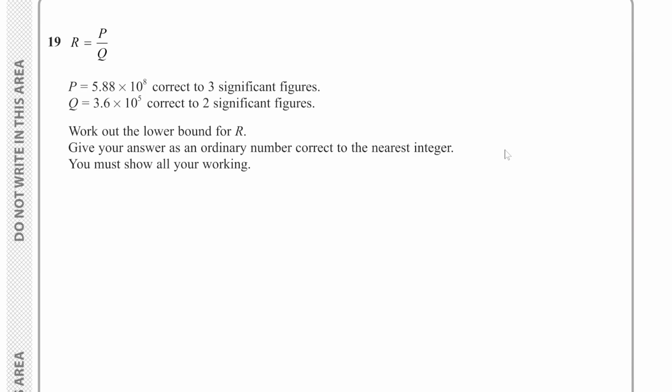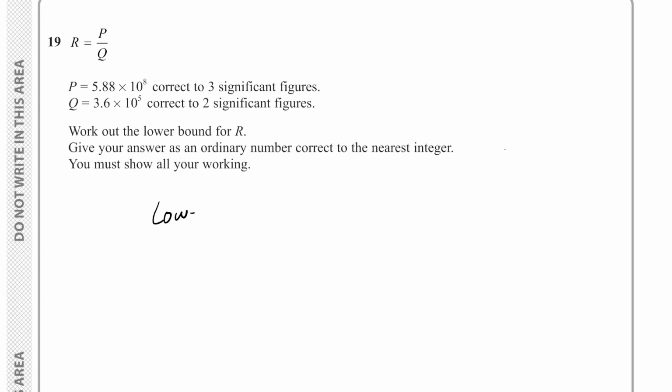Question 19. R is equal to P over Q. P is 5.88 times 10 to the power of 8, correct to three significant figures. So it's going to be bounds. Q is 3.6 times 10 to the power of 5, correct to two significant figures. Work out the lower bound for R.